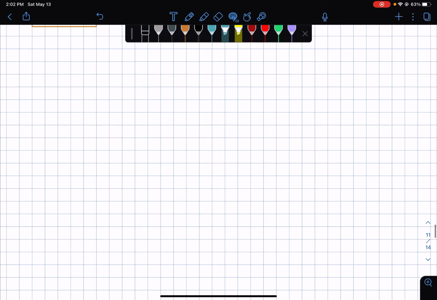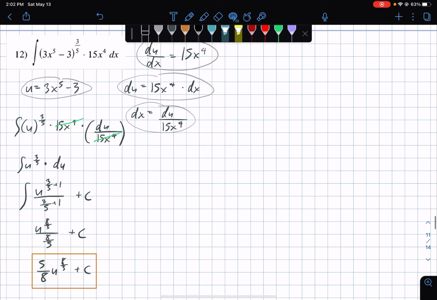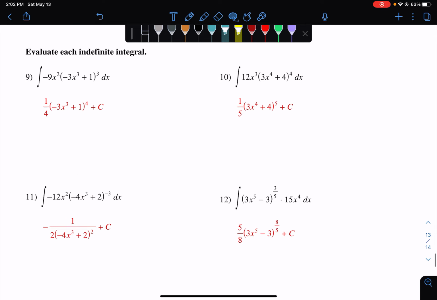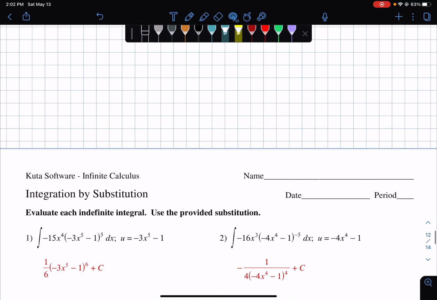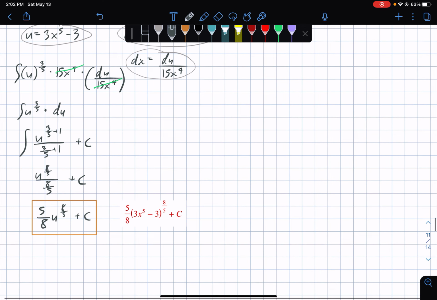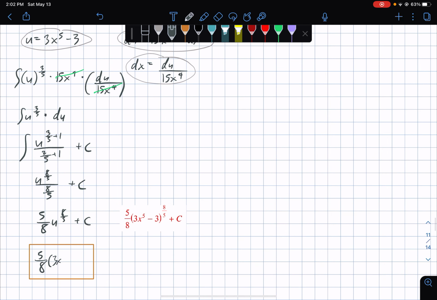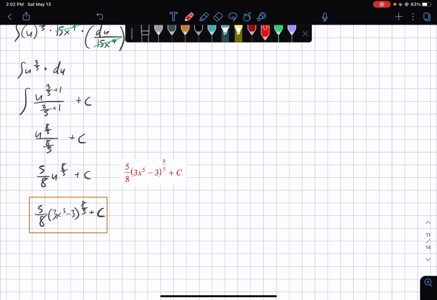Let's see if we got it right. That's number 12. Right? Wait, what number is that? Yeah, it's number 12. Oh yeah, sure. I forgot to substitute u. Careless mistake. 5 over 8 times u. u is 3x raised to 5 minus 3, and then raised to 8 over 5, and then plus c. Okay, the same answer. Good.